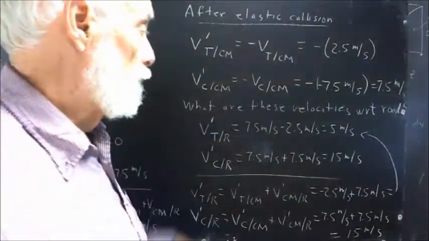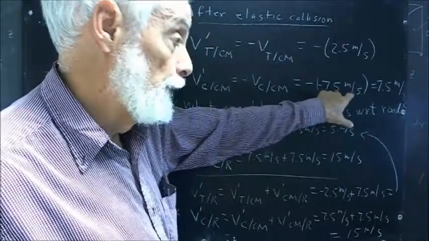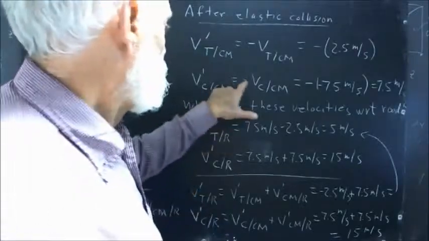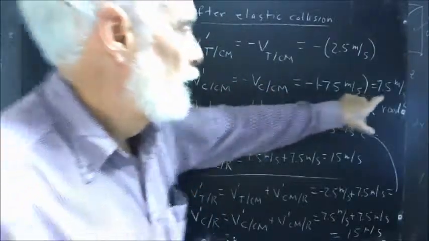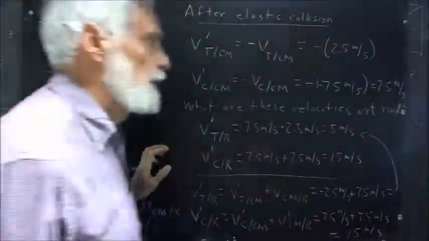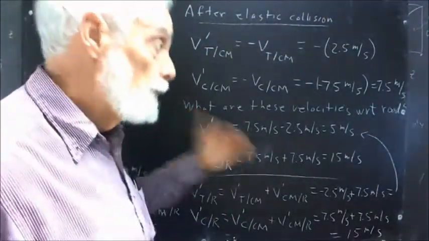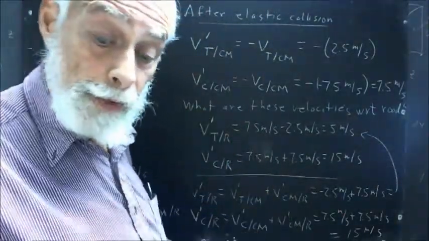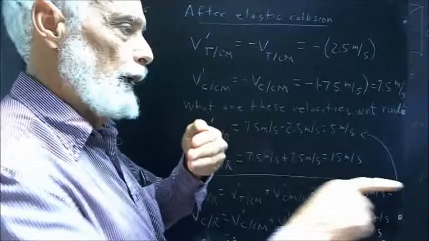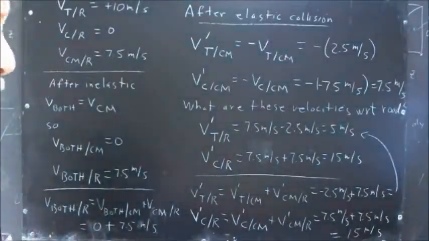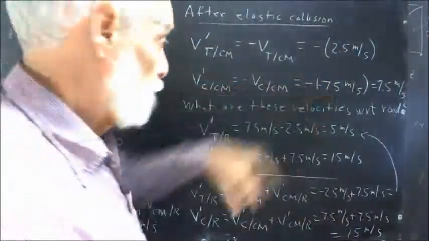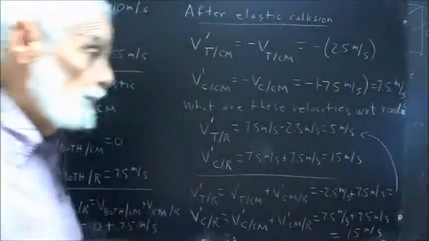And similarly with the velocity of the car. Velocity of the car with respect to the center mass before collision is negative 7.5 meters per second. From the center mass, you see the car is approaching you. That reverses upon collision, giving you a velocity of 7.5 meters per second relative to the center of mass. So again, before collision, from the center of mass, you see the car is approaching you. After collision, you see it as receding from you. In this case, with a positive velocity with respect to the center mass, from your perspective, of 7.5 meters per second.